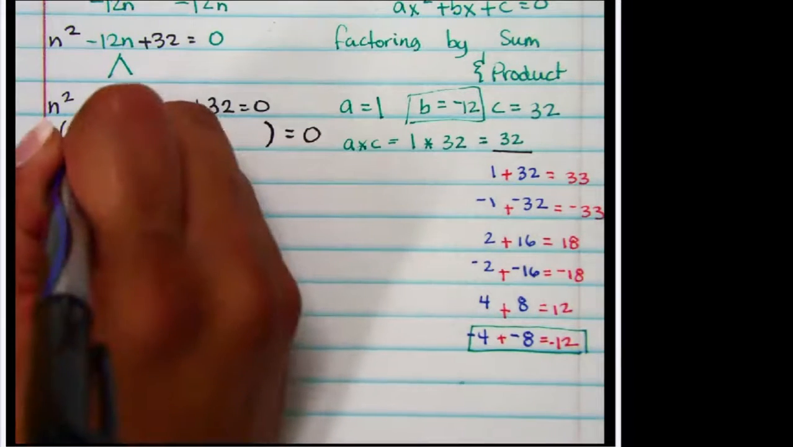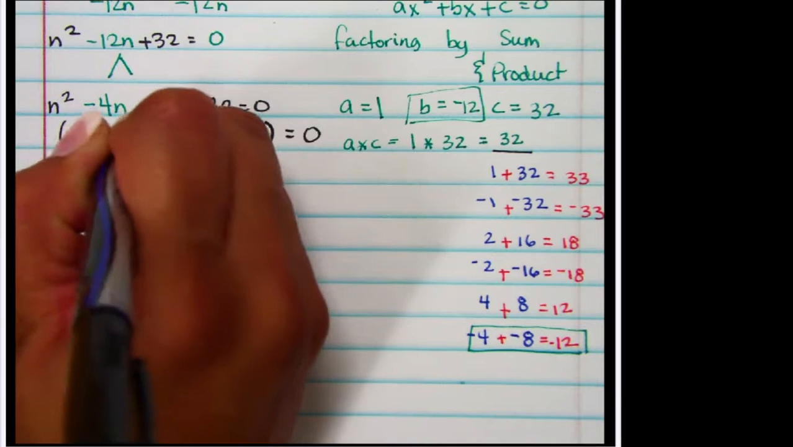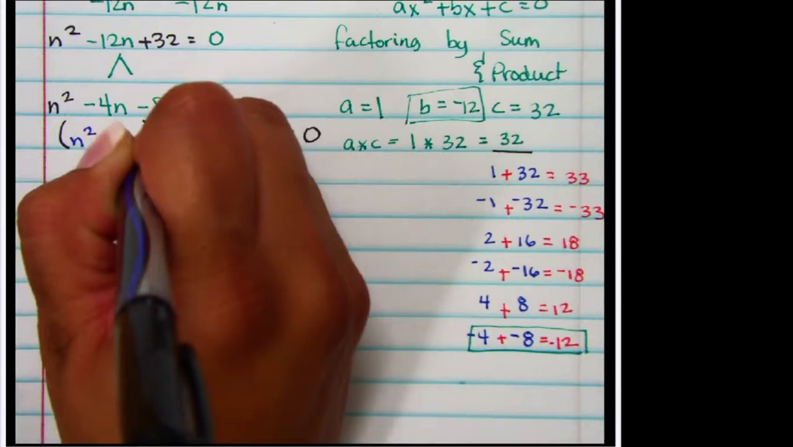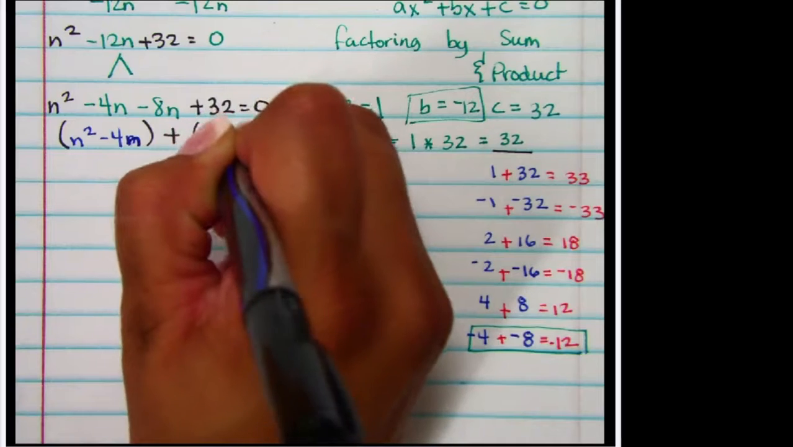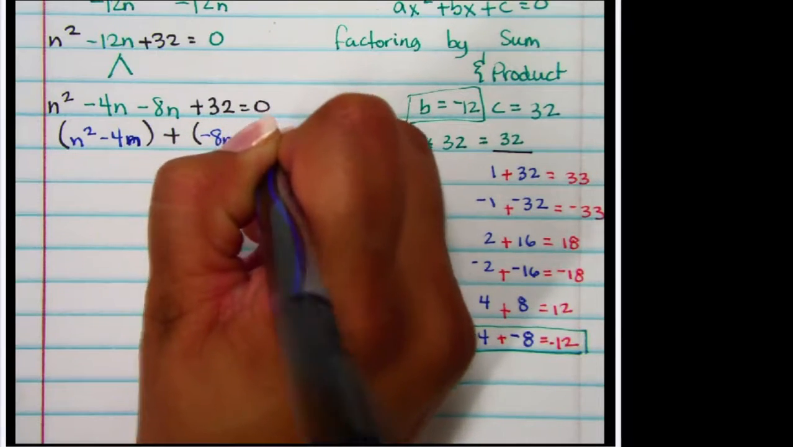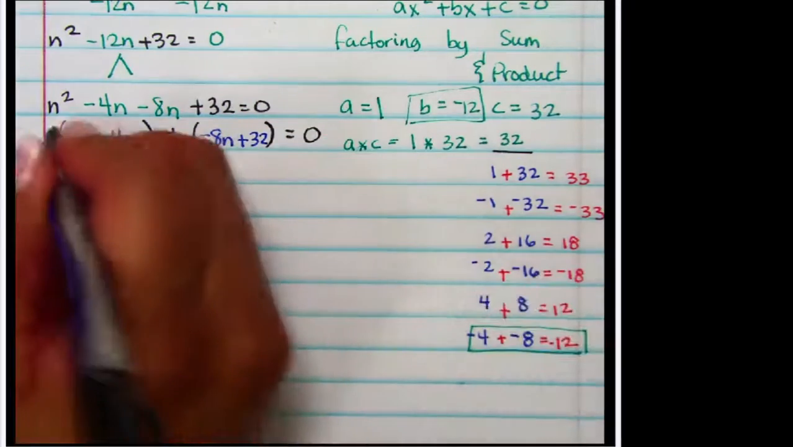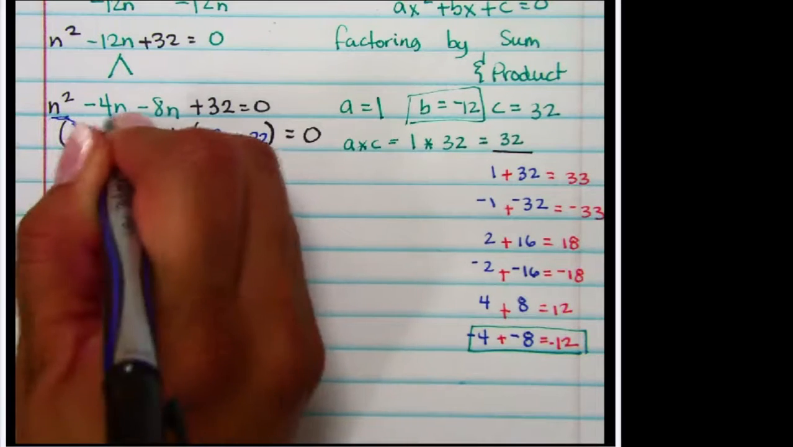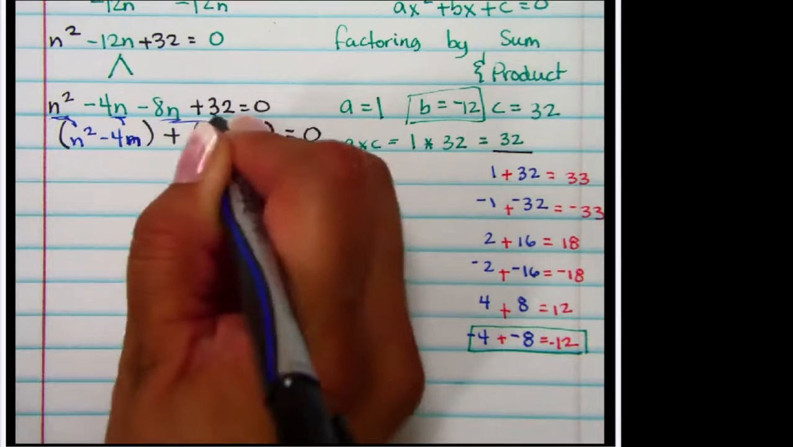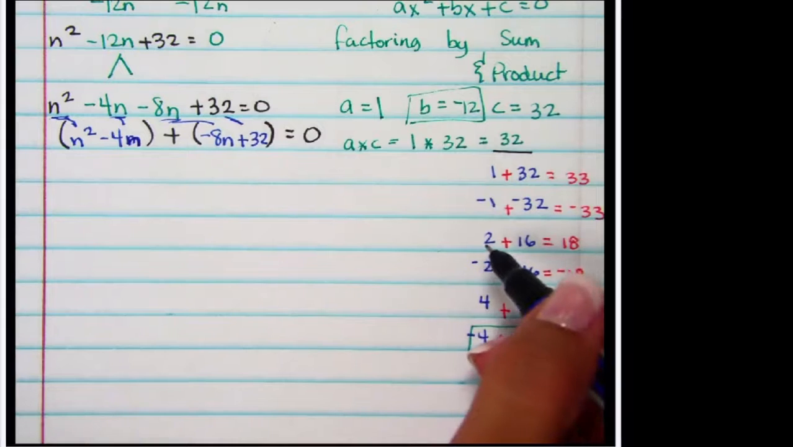The next step is I'm going to fill these groups, and I'm going to fill them with two terms each of the expression that I had above it. So I'm going to take this term and put it in here, and this one, and then the next one, and then the next one.